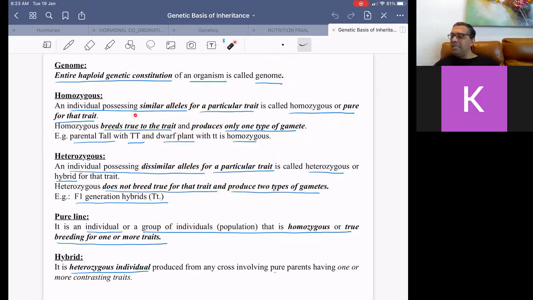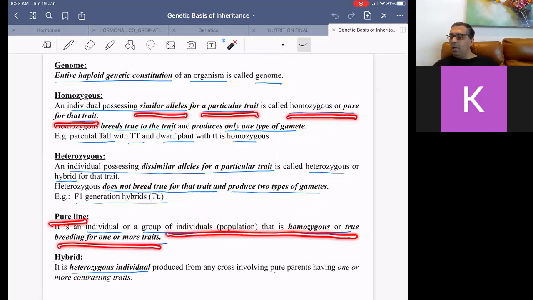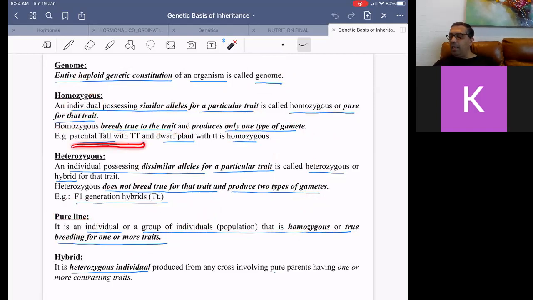Homozygous: an individual possessing similar alleles for a particular trait is called homozygous or pure line, which is homozygous or true breeding for one trait. So homozygous is called a pure line, which has similar alleles. Homozygous breeds true to the trait and produces one type of gamete. For example, capital T is pure breed or homozygous, and dwarf plant is small t, which is pure breed homozygous for dwarfness. So homozygous means always pure breed.